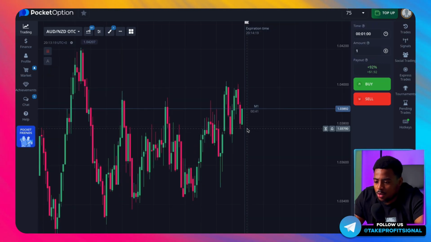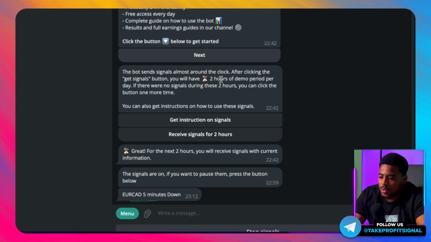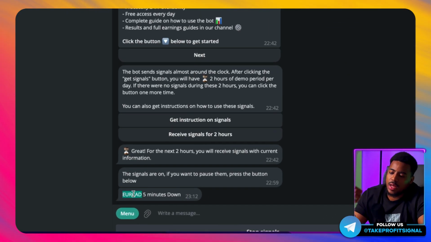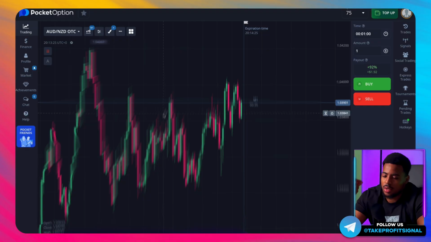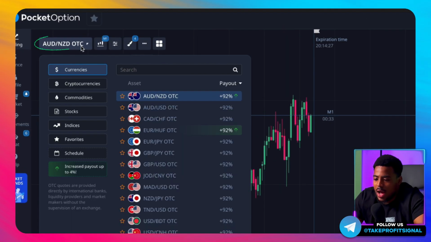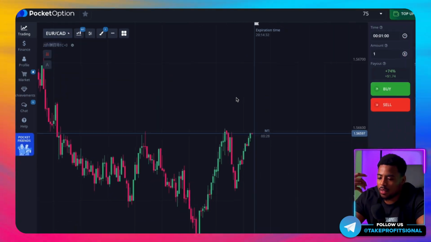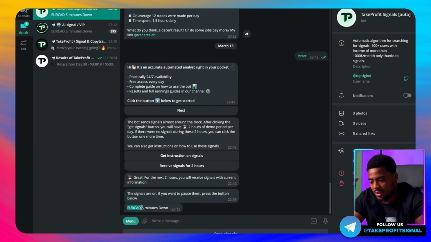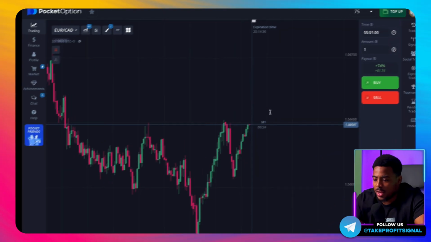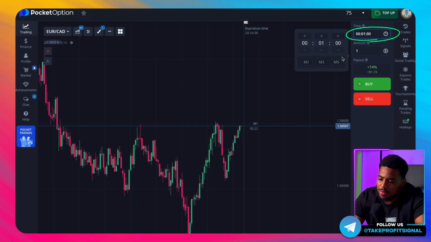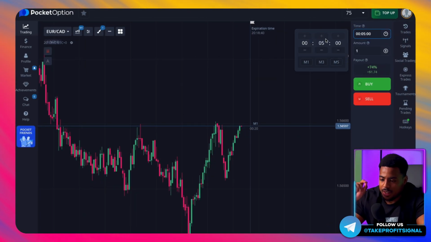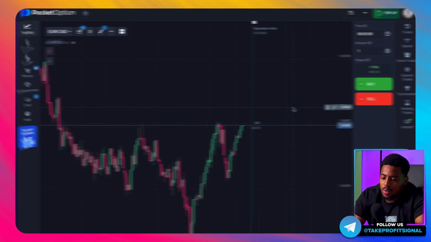Okay guys, I just got a notification from the bot. Let's open a trade and I will explain the strategy. We copy the name of the asset, paste it on the Pocket Option platform, then we look at the time of the transaction, 5 minutes. We go here and here we click either M5 or 5 minutes. Direction down. The most important thing is to click the right button.